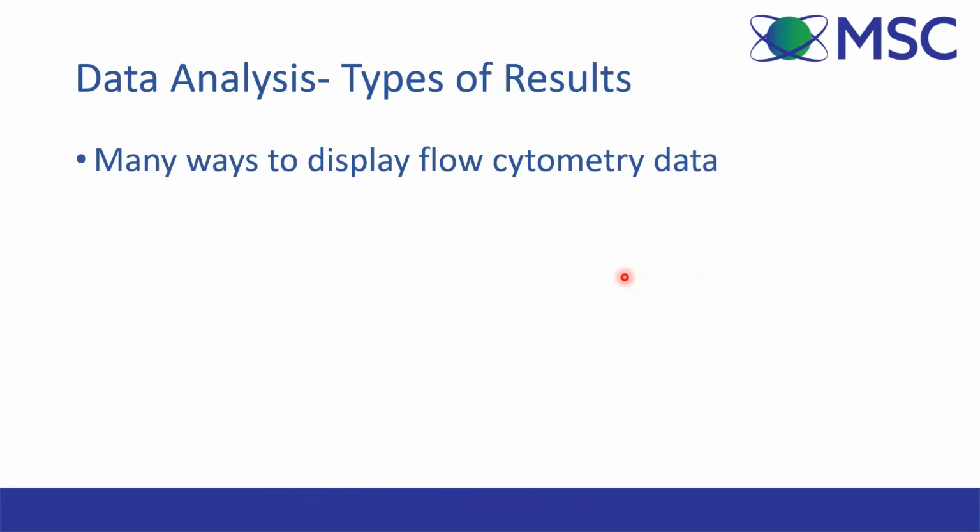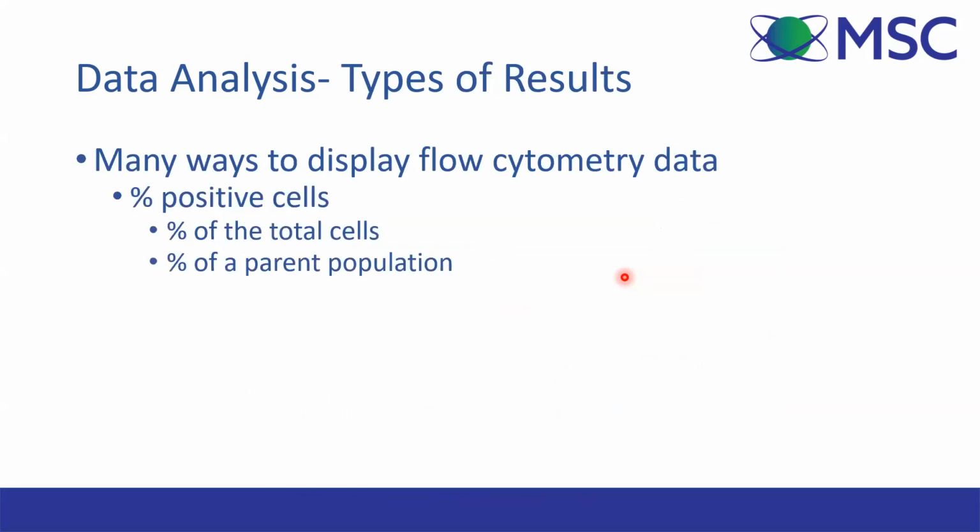There are many ways to display flow cytometry data in either presentation or publication form. The first and probably the most common is to display percentage positive cells. This can be a percentage of the total cells analyzed, but more than likely it's a percentage of some parent population. For example, you might say that 30% of the lymphocytes you analyzed in a particular sample were CD4 positive, or that 5% of the F480 positive macrophages were also CD169 positive.